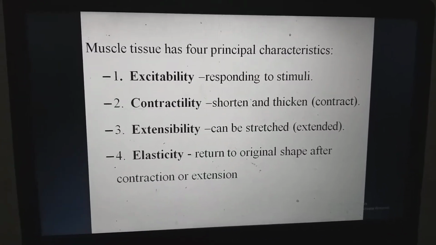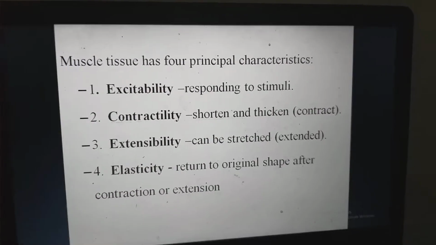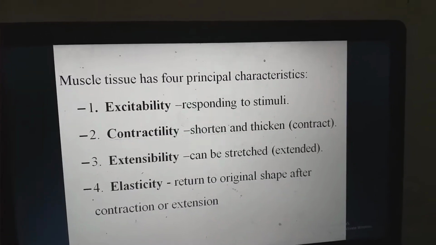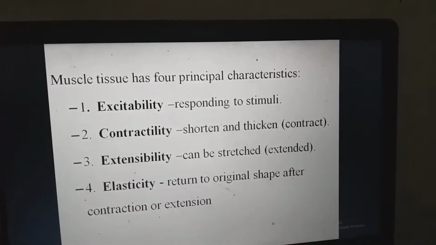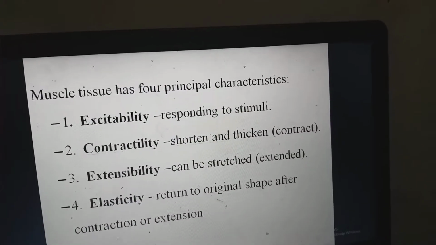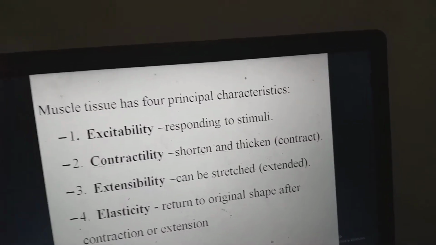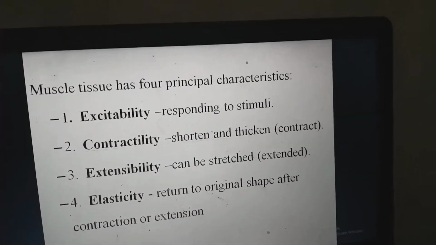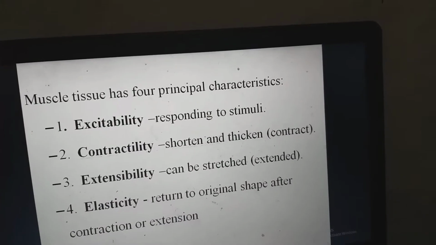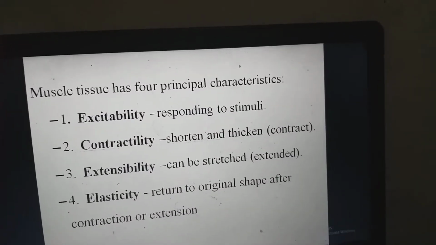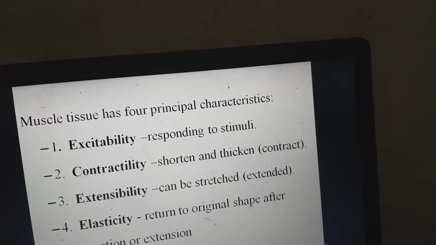The other is contractility. That means contraction: the muscle shortens and thickens, and the length becomes short. Extensibility means after the stimulus is removed, you are going to stretch. And elasticity means returning to the original shape after contraction or extension. So these are the major four characteristics of muscle.